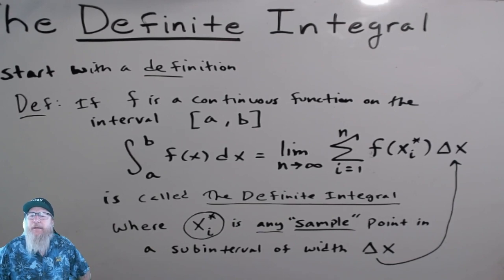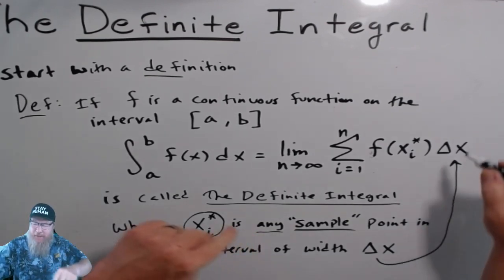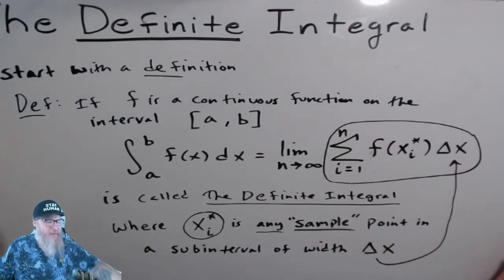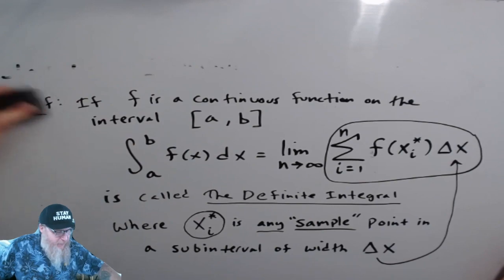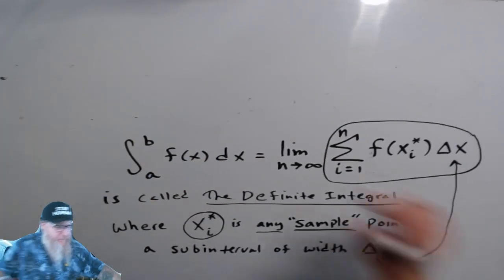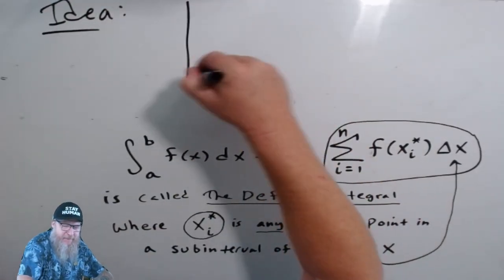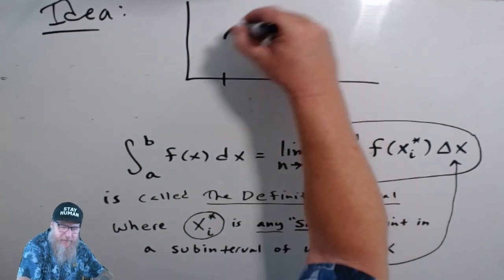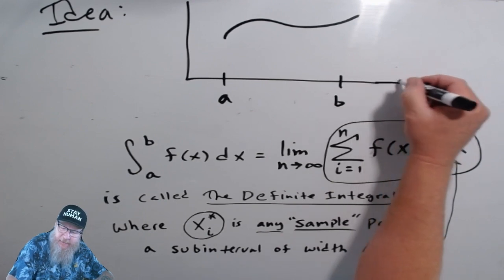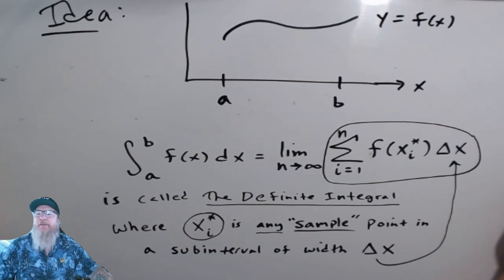Okay. So what's the idea behind this? Well, we've already seen quite a few Riemann sums. So let's get deeper into the Riemann sums and think about the idea. We have a function on an interval from a to b. So this is our y equals f of x. That's our function.